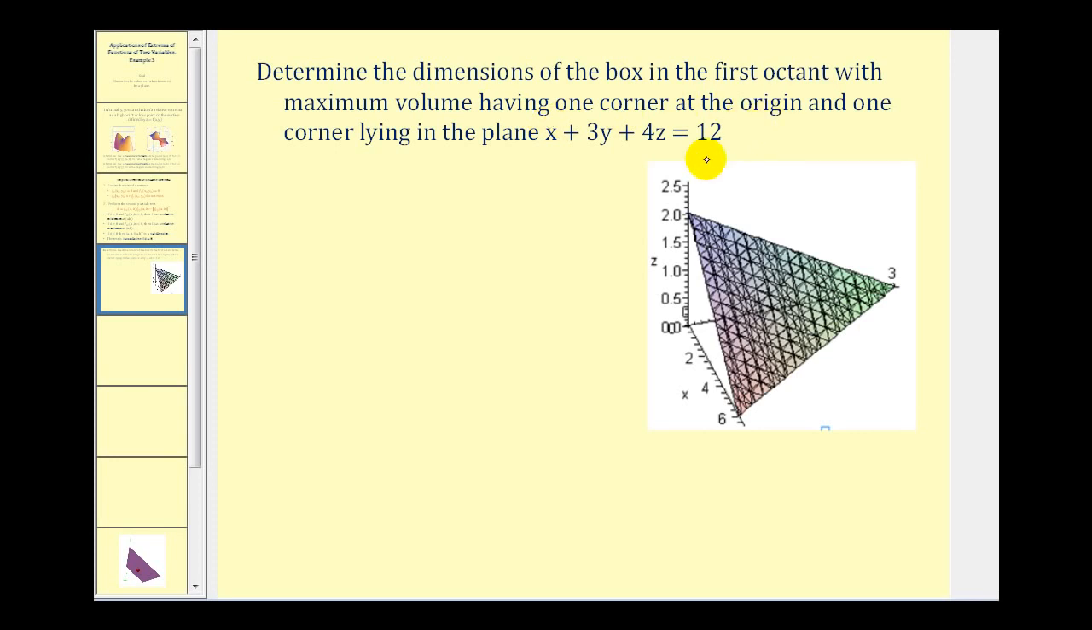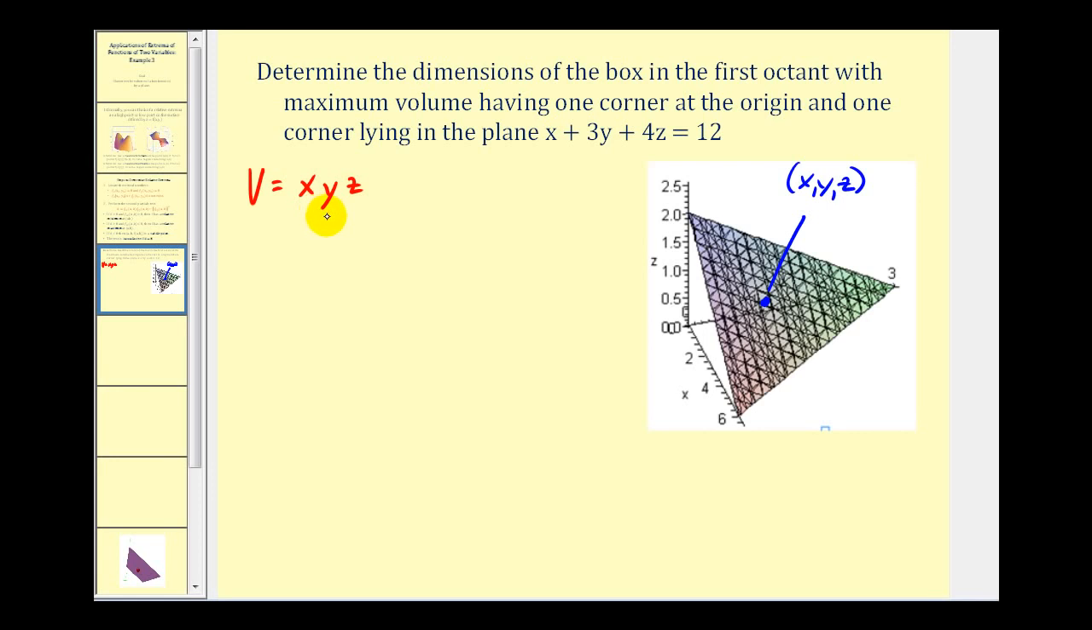volume having one corner at the origin and one corner lying on the plane x plus 3y plus 4z is equal to 12. So if you were to visualize a point on this plane, we would be able to construct a box where one corner was at this origin and one of the upper corners would be bounded by this plane. So if we let this point on the plane have coordinates x, y, z, we would want to maximize the equation where the volume is equal to x times y times z.